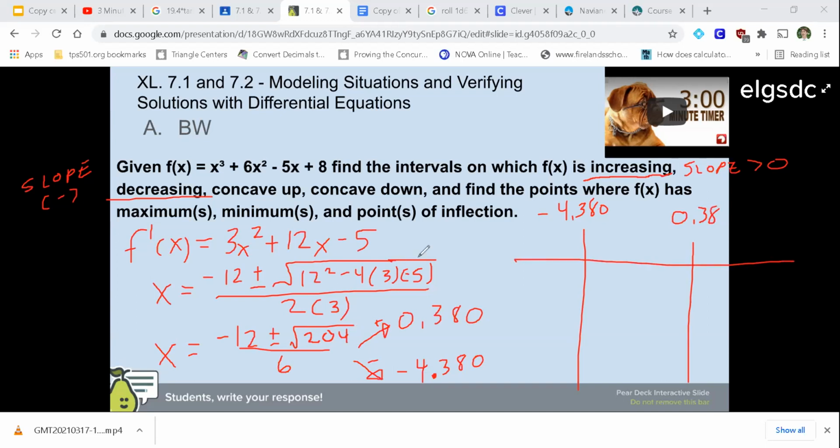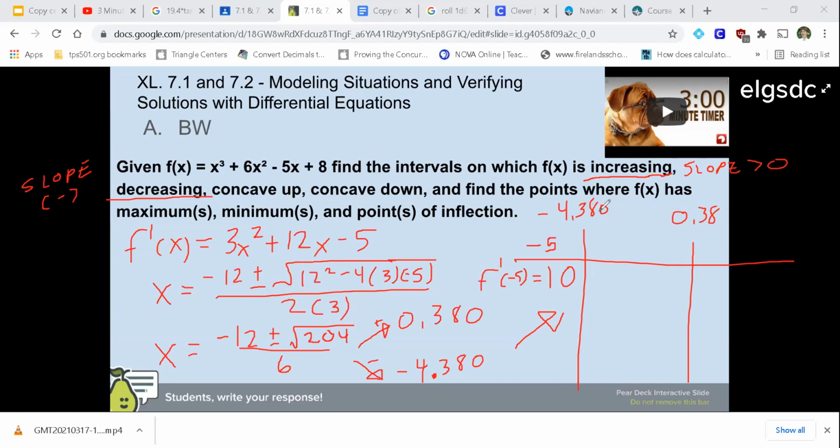All right. What do you think an easy number would be to test? Negative 5. Let's try plugging negative 5 into this. What is 3 times negative 5 squared plus 12 times negative 5 minus 5? It's 10. So that's positive. That means our function is going to be increasing.